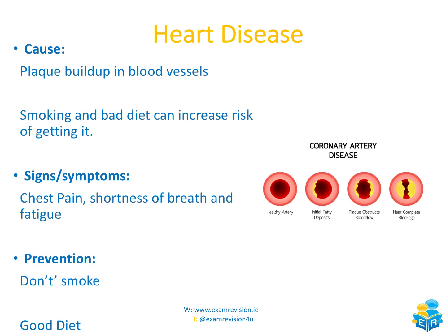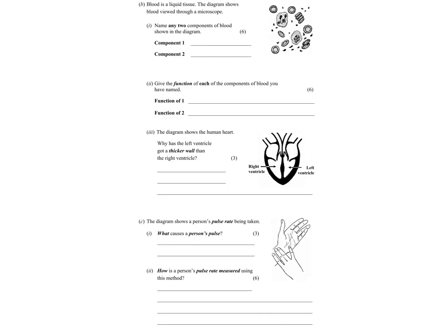So what is heart disease? It's just the plaque buildup in our blood vessels. It can be caused by smoking and bad diet. It increases our risk of actually getting it. Some signs and symptoms of it will be some chest pain because your heart is having to work that little bit harder because the arteries here are pretty much blocked up. We would have shortness of breath as well, obviously going to be a lack of oxygen there, and we would start to feel a little bit more tired or more fatigued as well. So because we know that smoking and bad diet can increase our risk of getting heart disease, prevention of this is going to be something like not smoking and having a good diet which doesn't have huge amounts of fat in it.